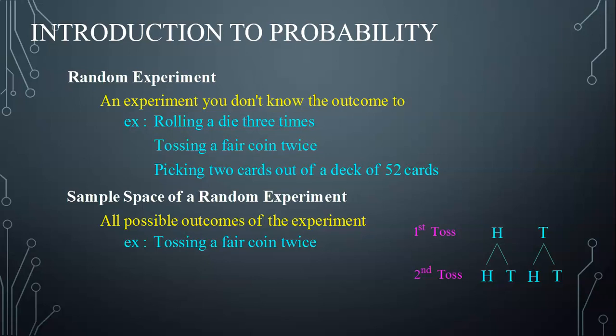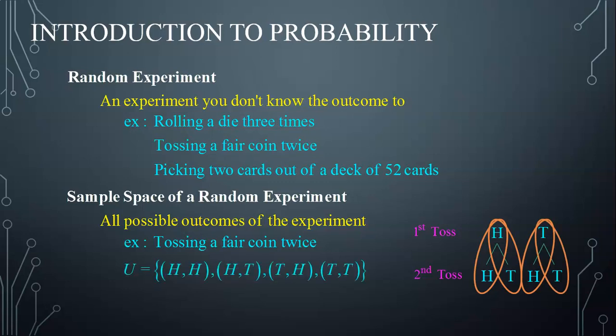So the possible outcomes are a head then a head, a head then a tail, a tail then a head, and a tail then a tail. So the sample space of the random experiment that we call U has all 4 outcomes of the experiment listed as ordered pairs, where the first element corresponds to the first toss and the second element to the second toss. And we define n of U as the cardinal of the sample space, which is the number of elements of U, which in this case is 4.